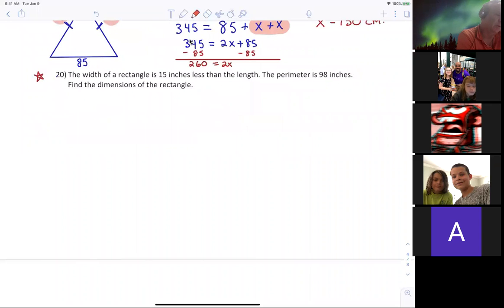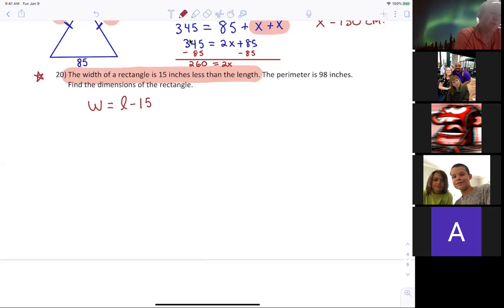The width of a rectangle is 15 inches less than the length. So I really want everybody to write the width is, now how do I write 15 inches less than the length? W equals X minus 15. Yes, I like that. Now, because it's being compared to the length, I would have just gone ahead and said L minus 15. If you choose X, I'm totally okay with that. But the width is 15 inches less than the length.